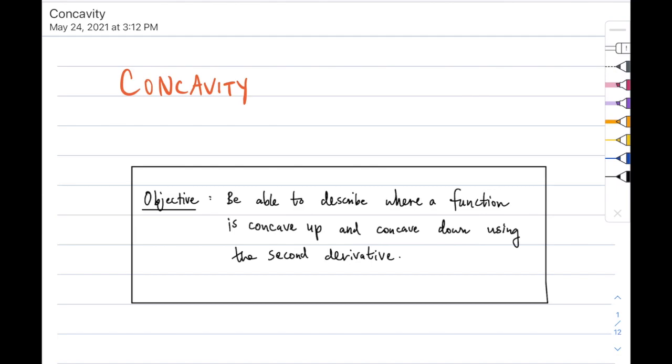Today we're going to be talking about concavity and what that means and how we can use that to help us curve sketch. Okay, so the theme has been curve sketching for the past week or so.